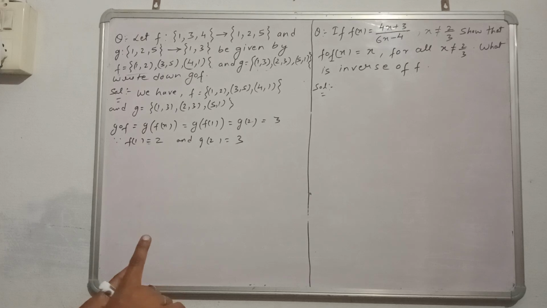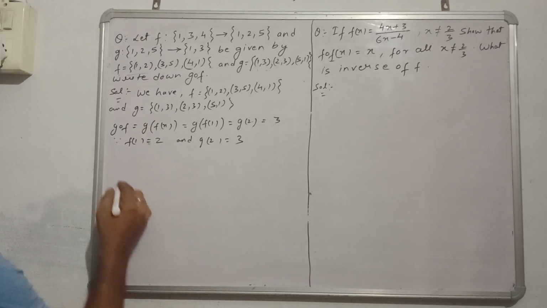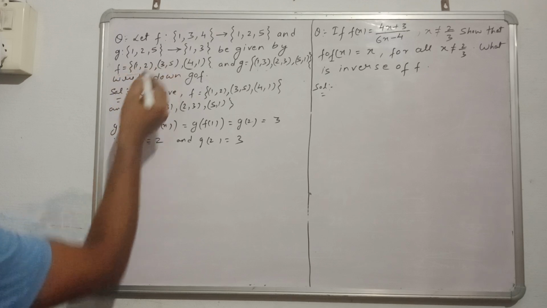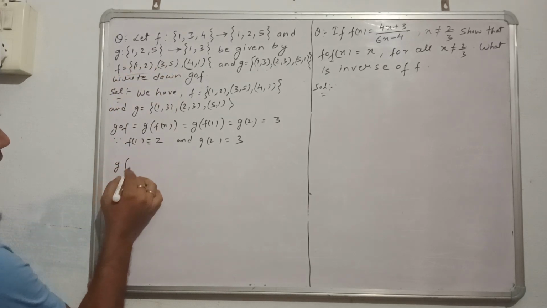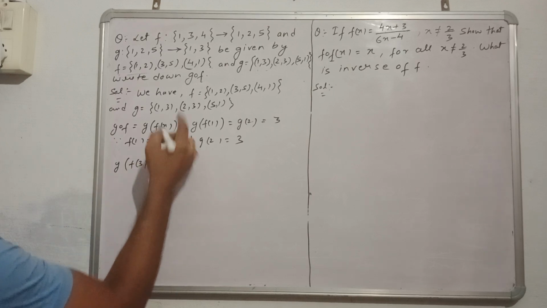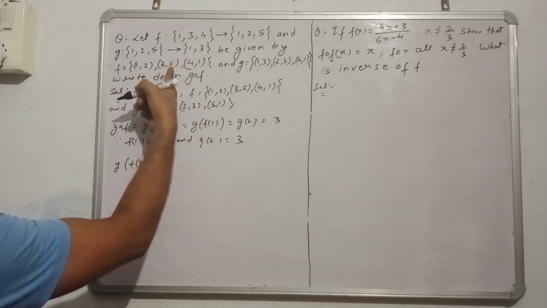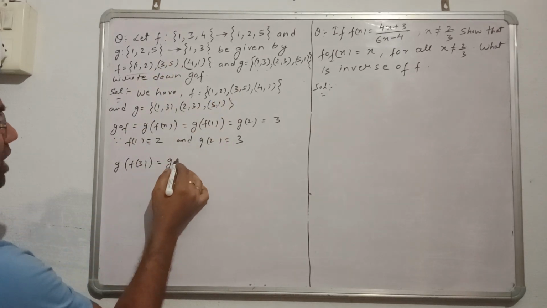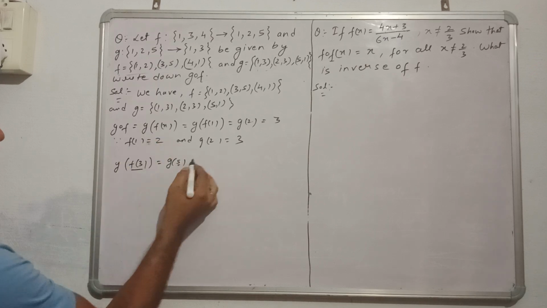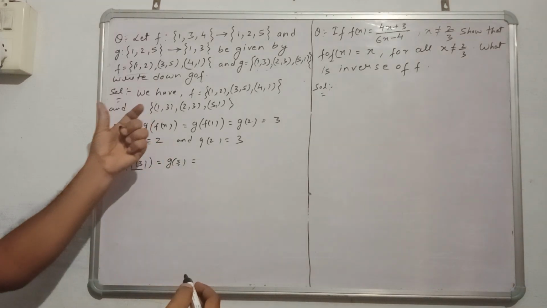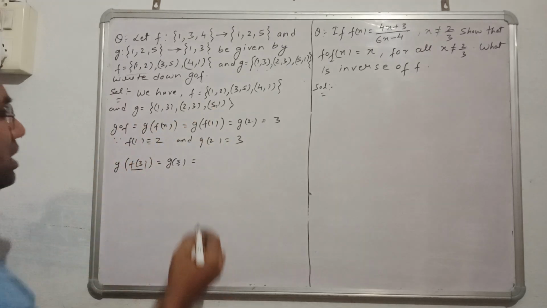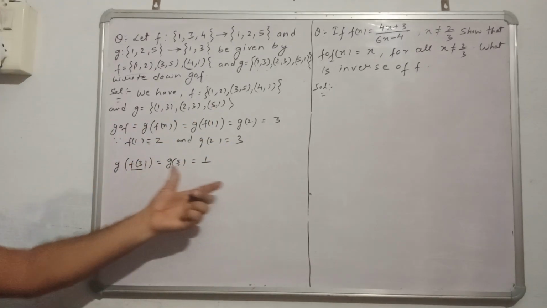Now you will move to the other element. You have calculated for 1, now you will calculate for 3. So gf(3) means you have to calculate g of f(3). At 3 you are getting 5, so write down 5 here. At f(3) you are getting 5. So g(5) means at 5 what you get in the g function. At 5 you are getting 1. So you will write this.